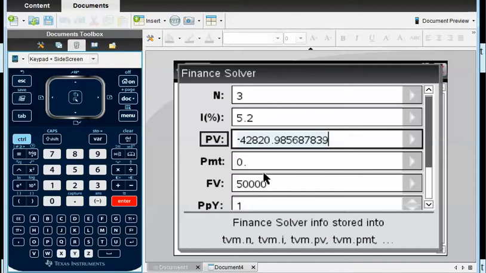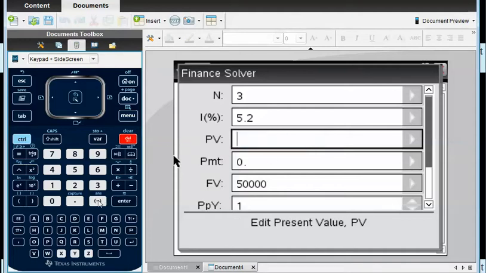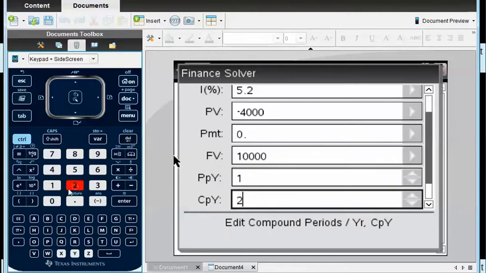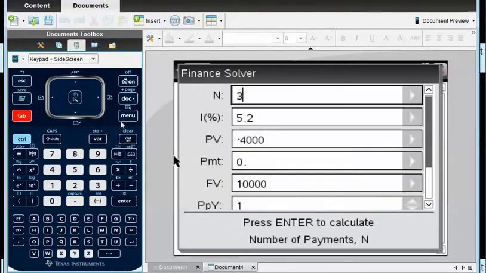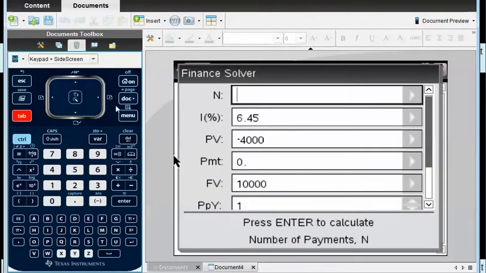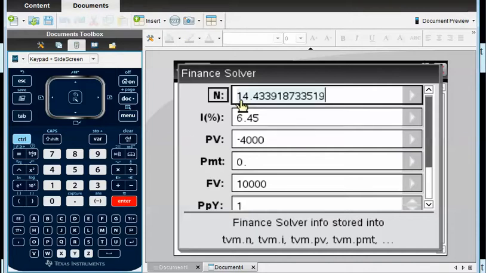Remember, this is the stuff from last time, so delete what's not appropriate. So minus 4,000 in here. Tab. We want 10,000 in there. Then the compounding period is twice in a year. The number of years we don't know, so press delete on that. We'll come back to it in a moment. The interest rate was 6.45. Now keep pressing tab until you get back to the top. This is what we press the question mark against, press enter, and it tells us 14.43 years.